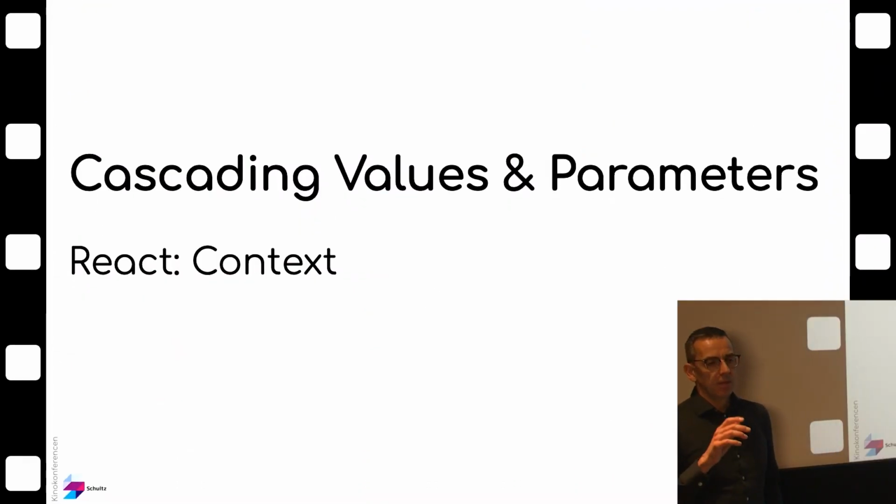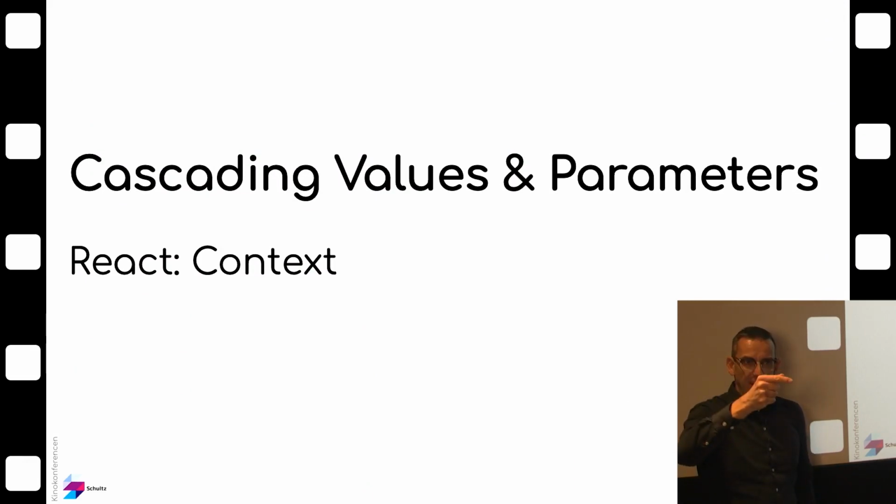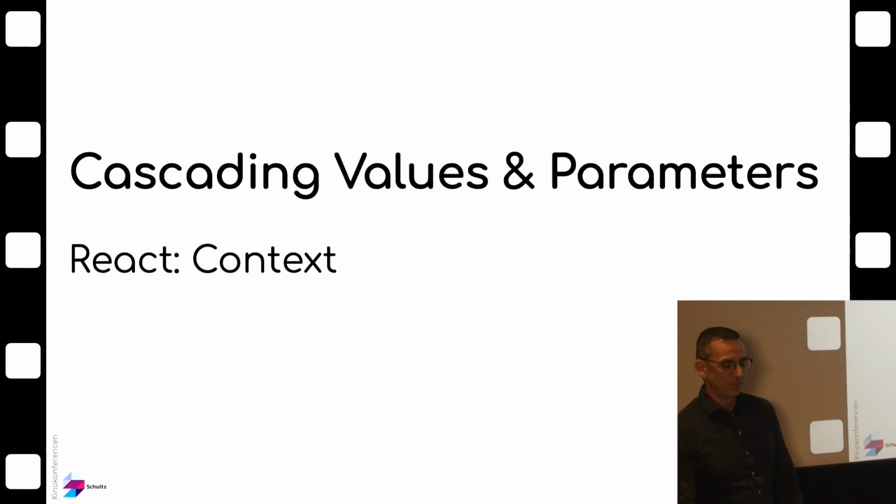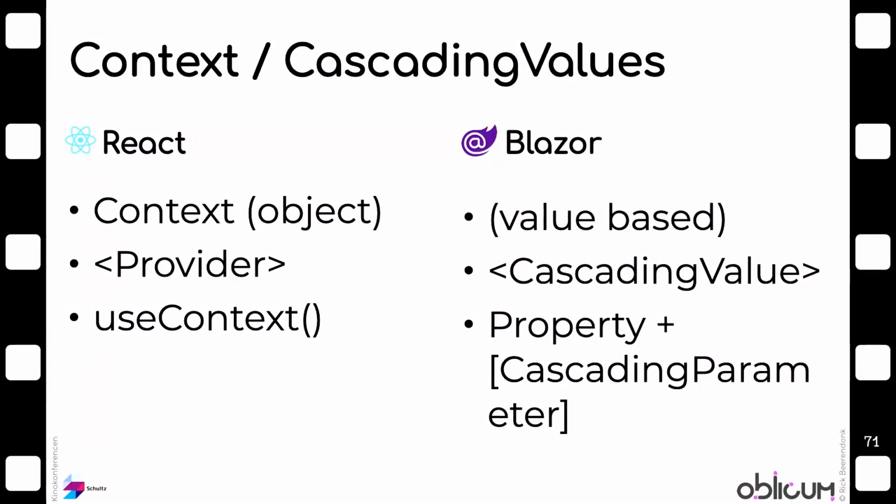So the only way to work with data right now is passing data from every component to the child, to the child, to the child. Maybe you want to pass data further down the chain without doing it step by step through all the components. In React you can do that with a context, and that's called cascading values and parameters. They couldn't find a shorter name with React, with Microsoft in Blazor.